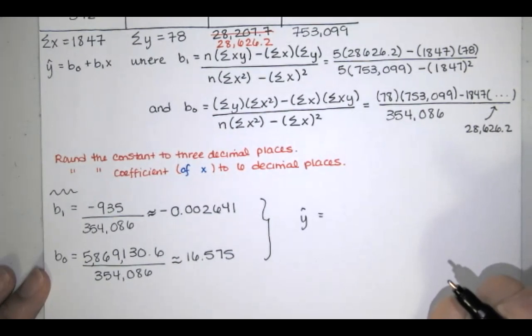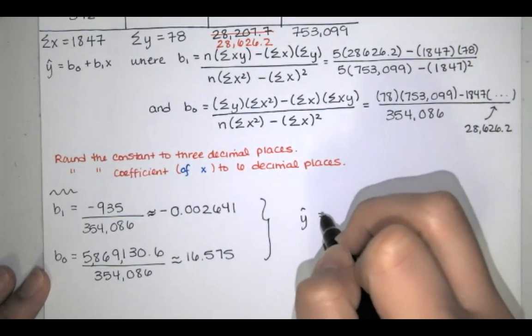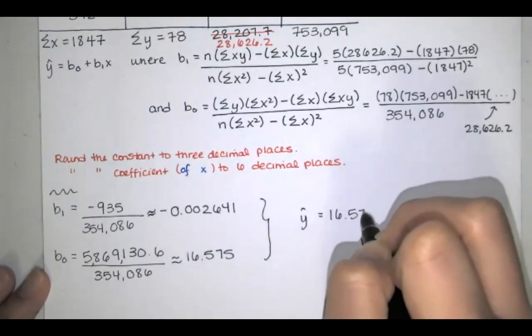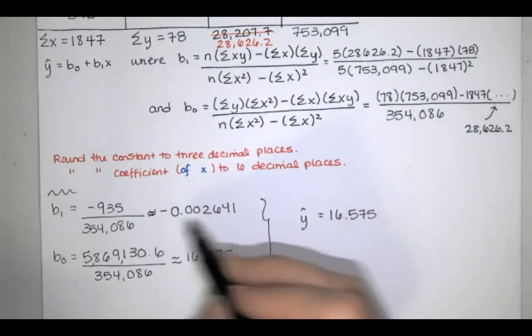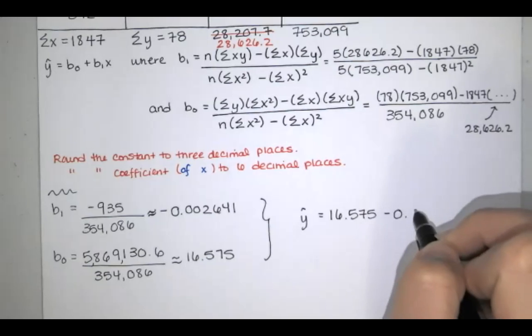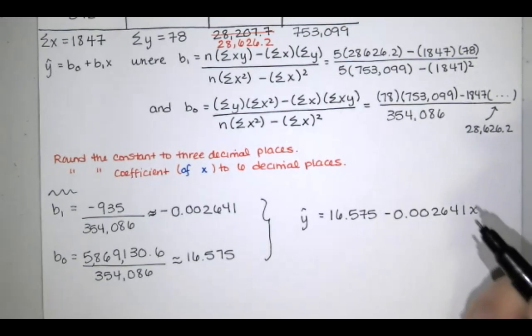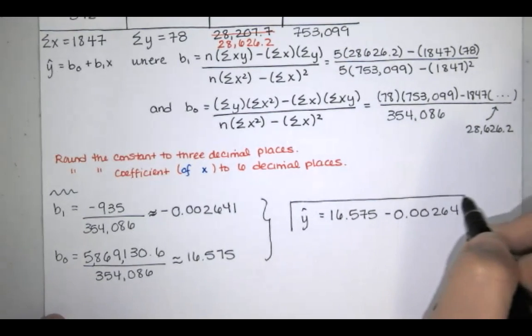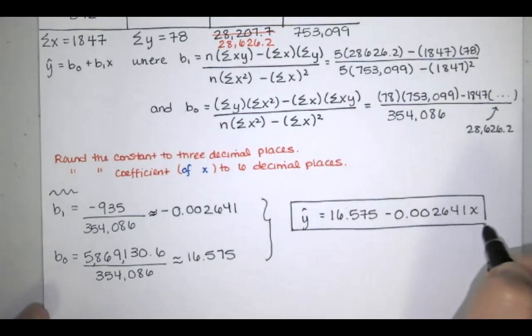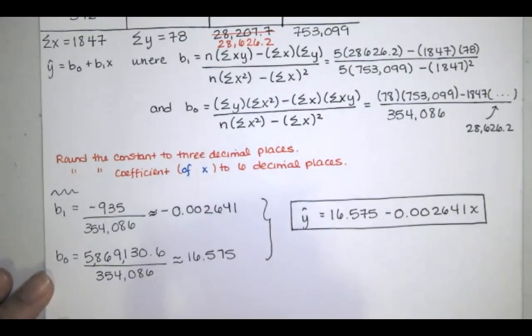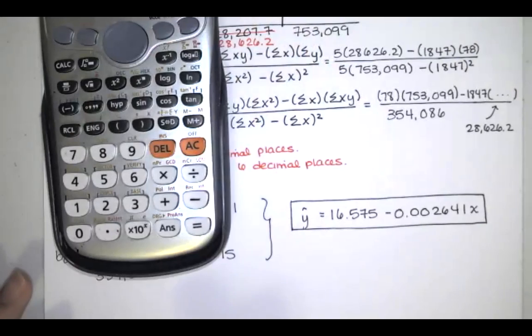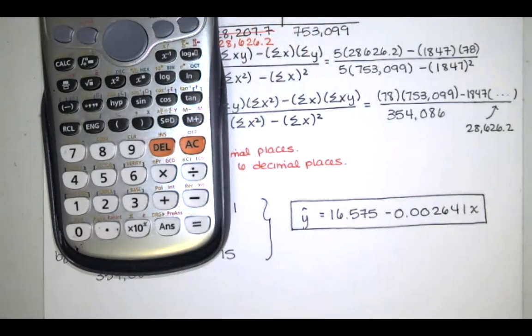So putting these two pieces together with the equation of the regression line, y hat, that's our predicted value of y using the regression line, is equal to the constant term, which is approximately 16.575, plus the coefficient, which is negative 0.002641 times x. So let's type this into my lab statistics and see if it likes this answer. Now I also want to show you that you can get the same answer using the other formulas as well. So this is just our first attempt. And then I want to show you how you can get the same answer using Excel, which is very fast, using the second set of formulas, or just using Excel's regression capabilities.